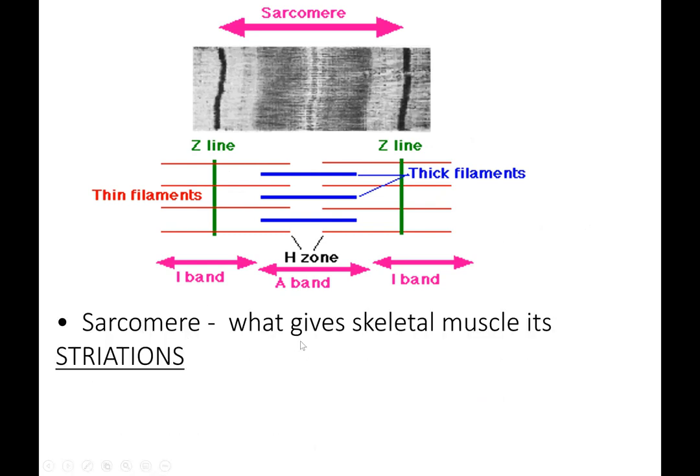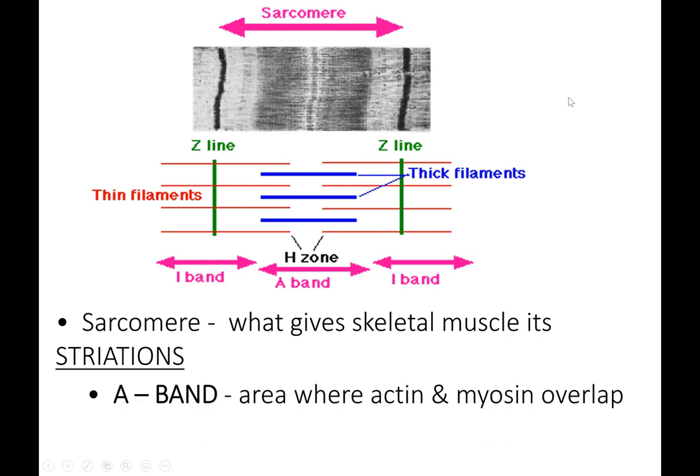So the sarcomere is what actually gives the muscles its striations, and they come from how these different bands line up and the overlaps versus non-overlaps. That's what actually gives the various colorations and banding pattern. The A band is going to be where the actin and myosin overlap. The I band is an area that only has actin.